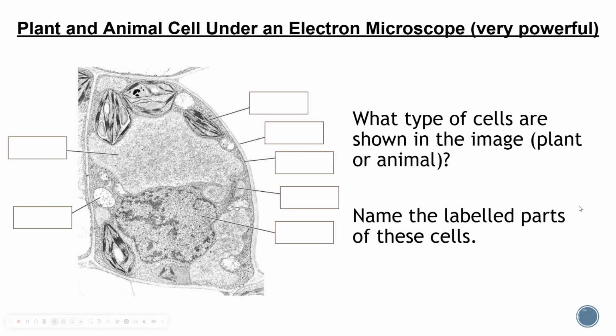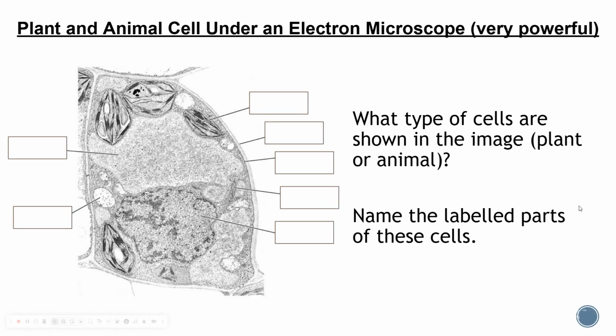So in this video, we saw how to do biological drawings. We saw how to calculate drawing magnification. We're going to finish off by taking a look at another labeling example. This here is a plant or animal cell under an electron microscope, which is a very powerful microscope that uses electrons. And you can see a lot more organelles and features. So I want you to figure out if it's plant or animal, and then I want you to label some of the parts.